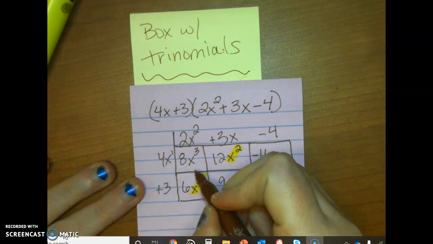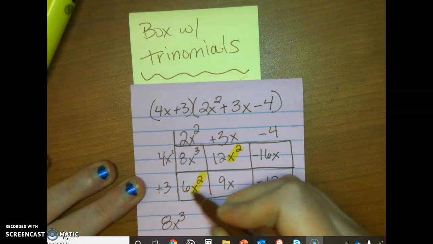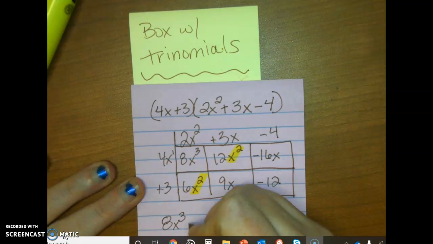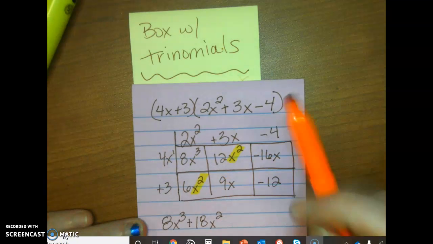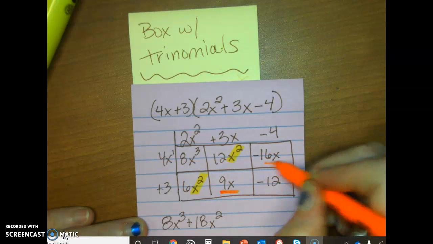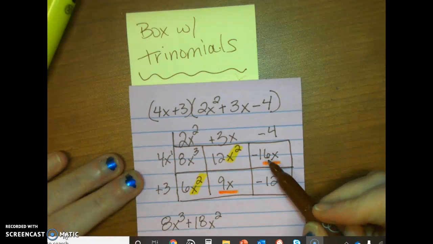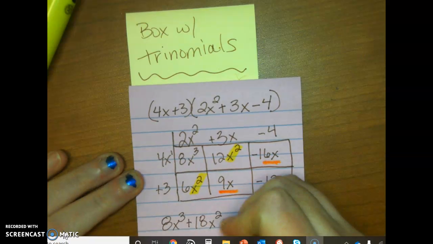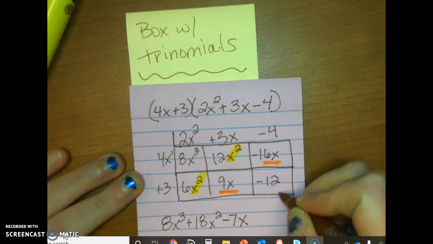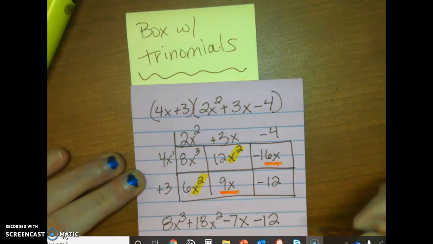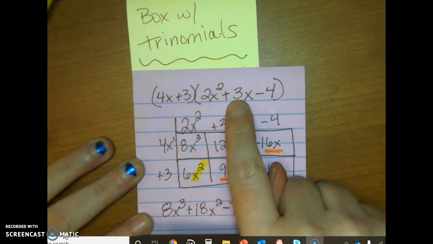Okay, I don't have any other x cubes, so 8x cubed. 6 plus 12 is 18x squared. Oopsies. This one and this one, they're both x's. So 9 and negative 16, if I did that right in my head, that's negative 7x. This has nothing to combine with, minus 12. So this is your answer for this multiplication, okay?